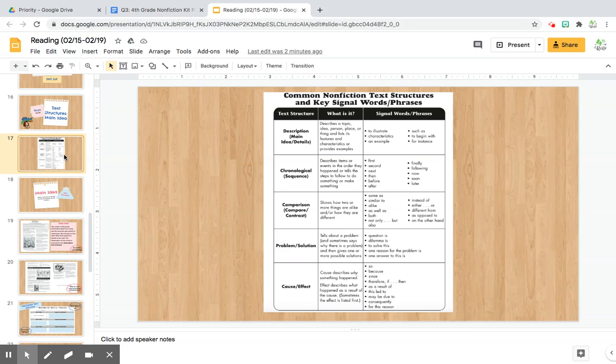Now, today we're going to read an article about Jamestown, the first colony in our country. And before we get into that, let's quickly take a look at the different types of text structure. I've already told you that today we're going to focus on description, main idea, and details. So we're going to pull out the main idea and details that we see in today's article. Tomorrow, we're going to focus more on chronological, so putting things in sequence.